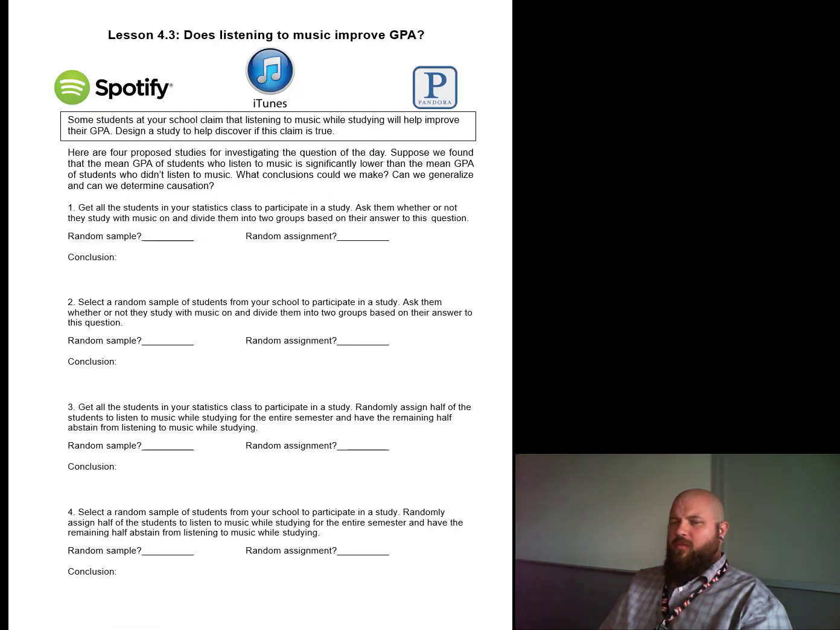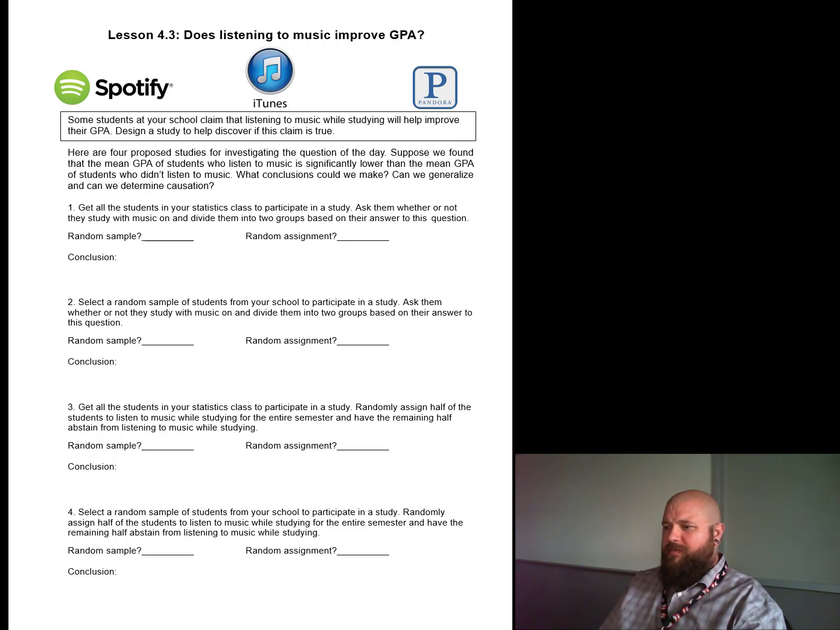Let's go forward through a little bit more. Some students at your school claim that listening to music while studying will help improve their GPA. So we're going to design a study to help discover if this claim is true. Here are 4 proposed studies for investigating the question of the day. Suppose we found that the mean GPA of students who listen to music is significantly lower than the mean GPA of students who didn't listen to music. What conclusions could we make? Can we generalize? And can we determine causation?